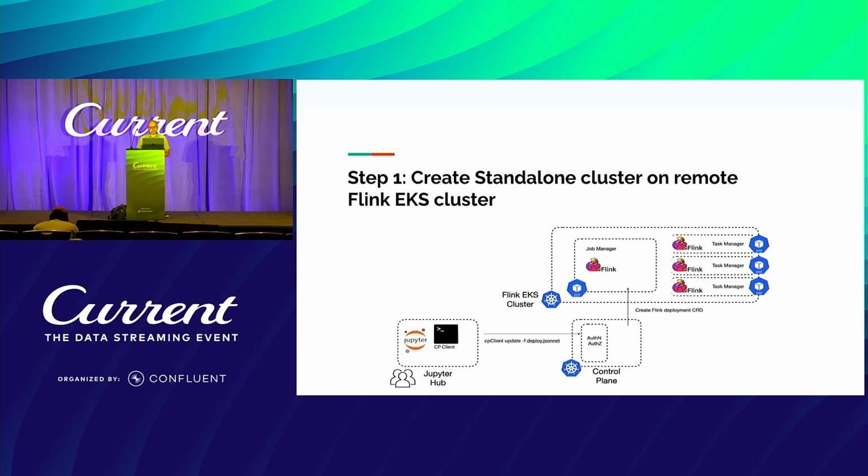Then the control plane will submit the CRD to the Flink Kubernetes operator to start the job manager and task manager of the session clusters. In this way, the user has submitted the session cluster creation to the control plane, which is running on a separate EKS cluster, and then that routes it to the Flink Kubernetes operator, which can start jobs in multiple different namespaces, and then it will start the job manager and task managers based on what you specified in your deployment jsonnet.